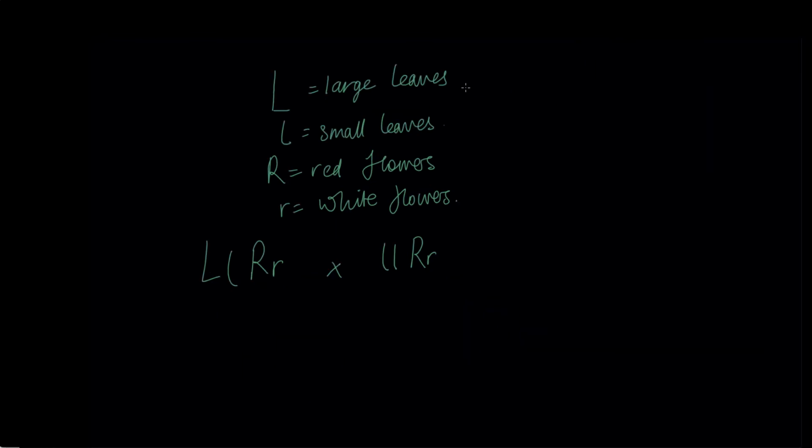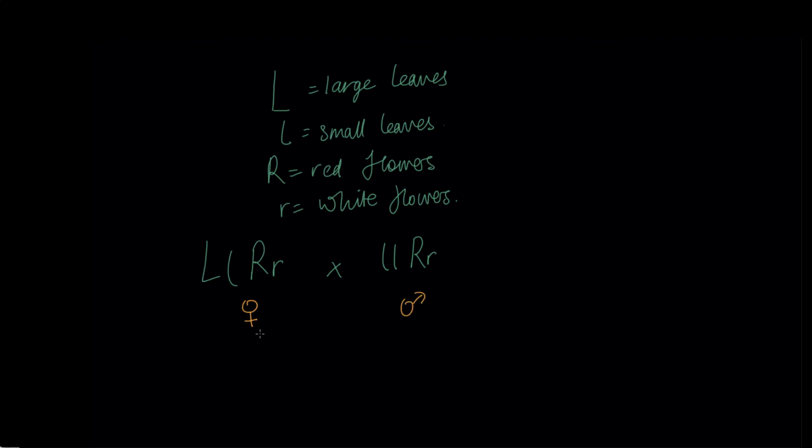Okay, so let's do this cross. Let's figure out the possible gametes that could be made. And remember, it's all about possibilities. It doesn't mean that this is exactly what's going to happen. It means that if we cross these two organisms, what are the potential offspring that could be made? So here's one organism here. Let's say this is the female, and let's say this is the male.